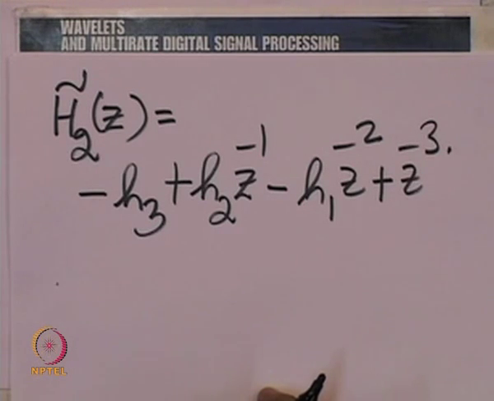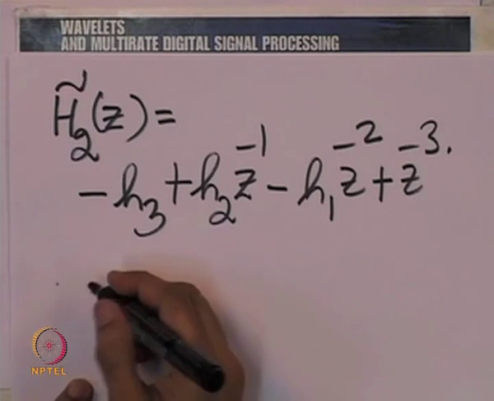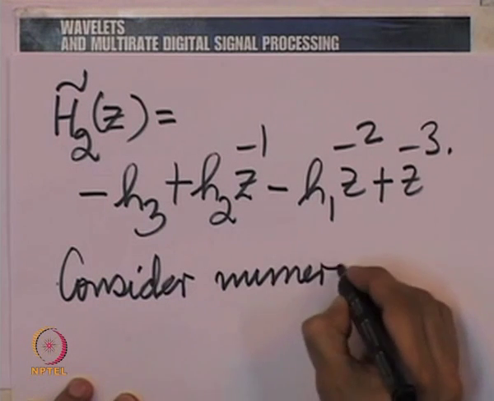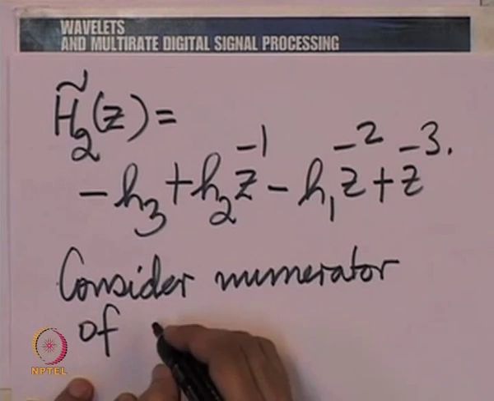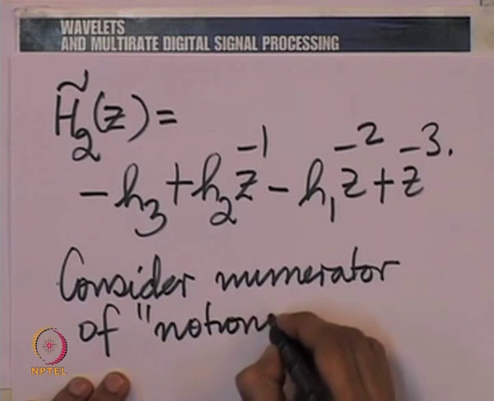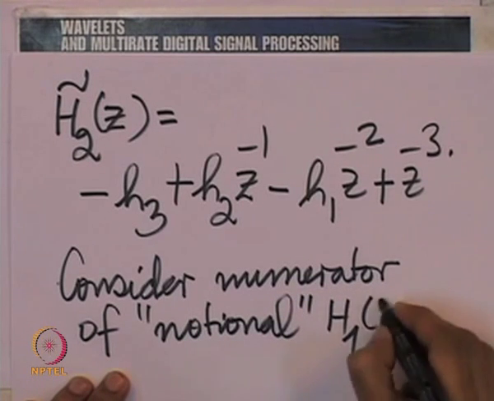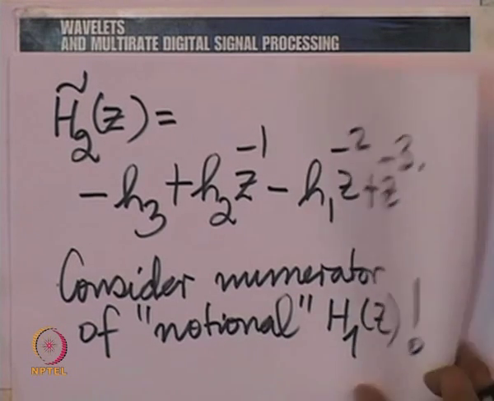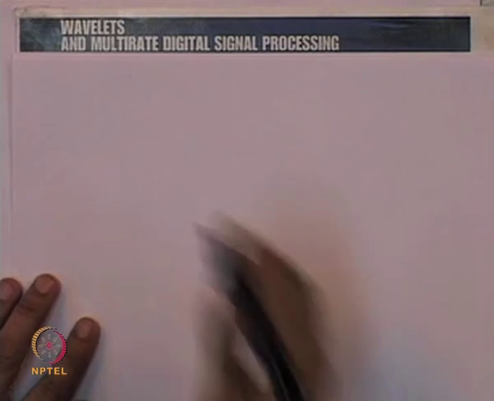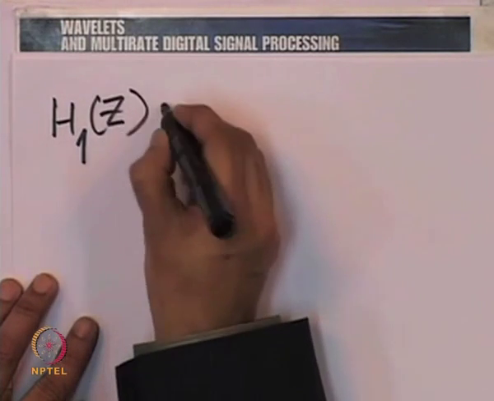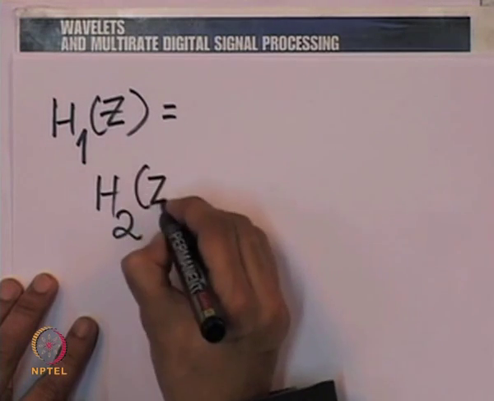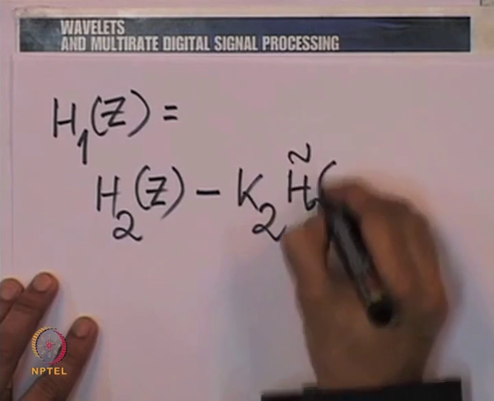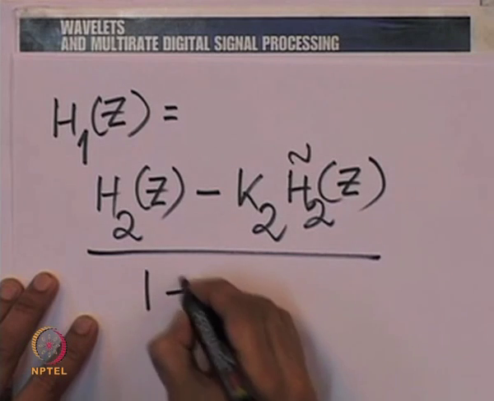So, all that we now need to do is to consider the numerator of notional h 1 z. That numerator h 1 z notionally, as you remember, was h 2 z minus k 2 h 2 tilde z divided by 1 plus k 2 the whole squared.